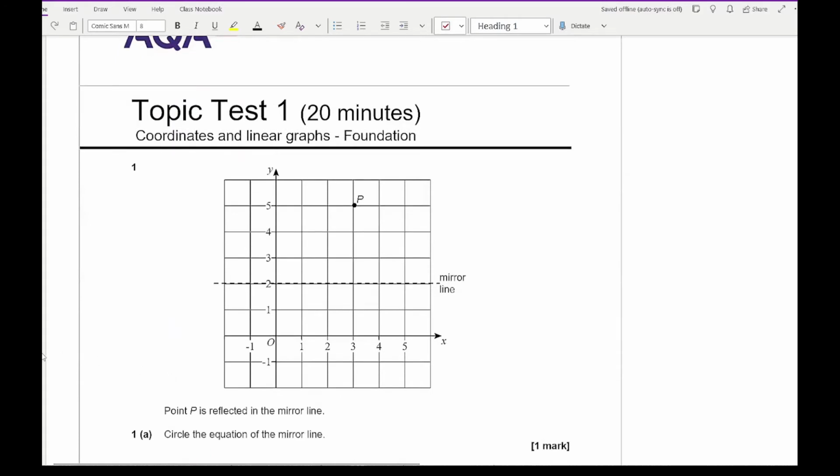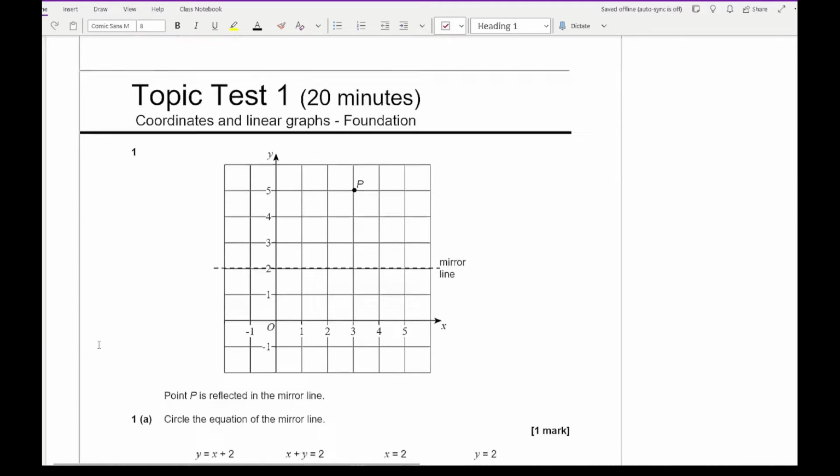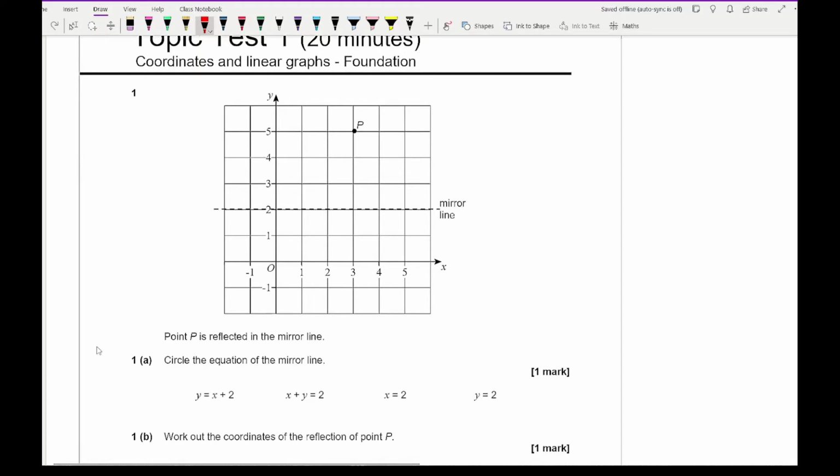So question 1 says the point P is reflected in the mirror line. Circle the equation of the mirror line. So here we can see that it's going to be a straight line and a horizontal line at that, which crosses just the y-axis. So this is going to be y equals 2. So I need to circle the fourth option.